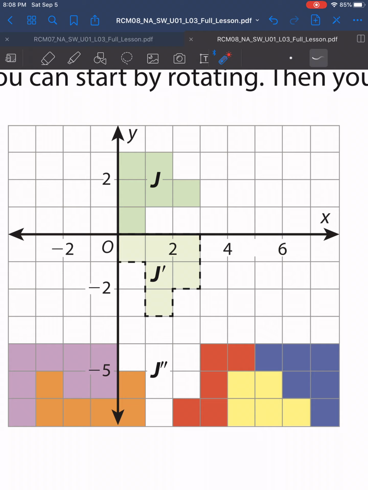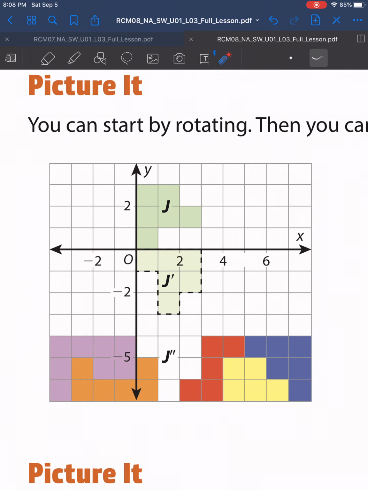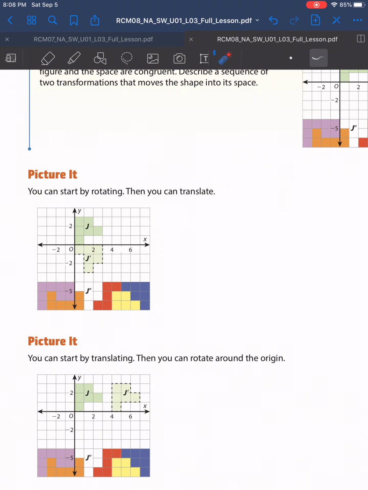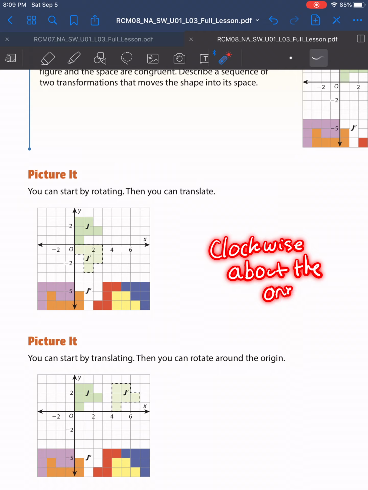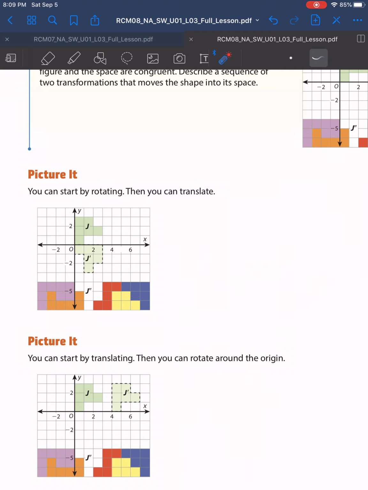Now I want J prime to go down 1, 2, 3, 4 units. Okay, so I could describe the sequence of transformations by saying rotate 90 degrees clockwise about the origin, and then I would want to say move J prime 4 units down. So it's the 2 different transformations that need to happen.